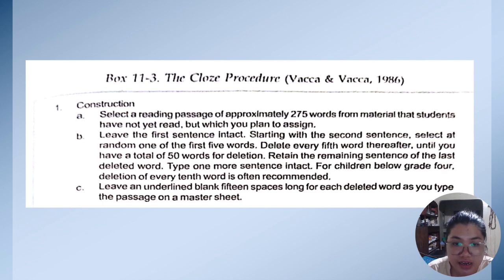Letter C, leave an underlined blank 15 spaces long for each deleted word as you type the passage on a master sheet. So it is clearly stated here that starting with the second sentence, he's going to select at random one of the first 5 words, then delete every 5th word thereafter. So every 5th word, he will delete.